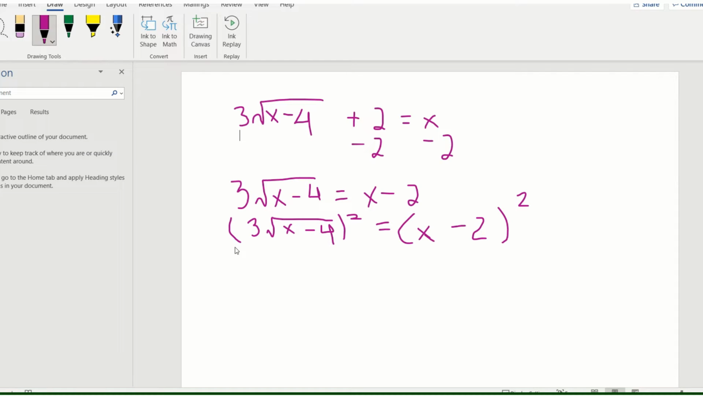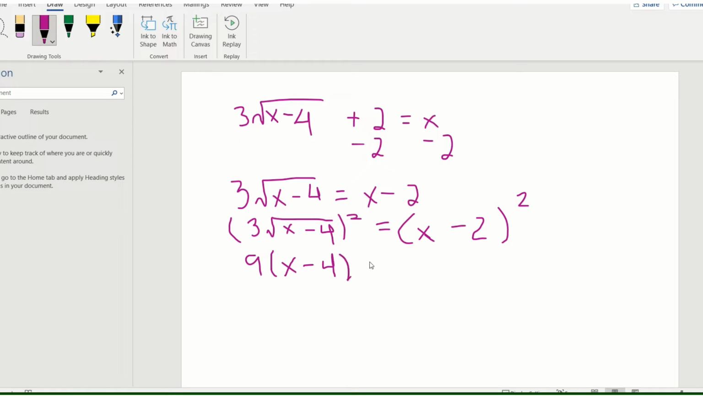All right, now on this left side, since that 3 is not under the radical, we do have to square it, so it's going to become a 9. On the other hand, because all of this is under the radical and we're squaring it, essentially the square root and the square cancel each other out, and we just get the x minus 4. So the x minus 4 is still left here.